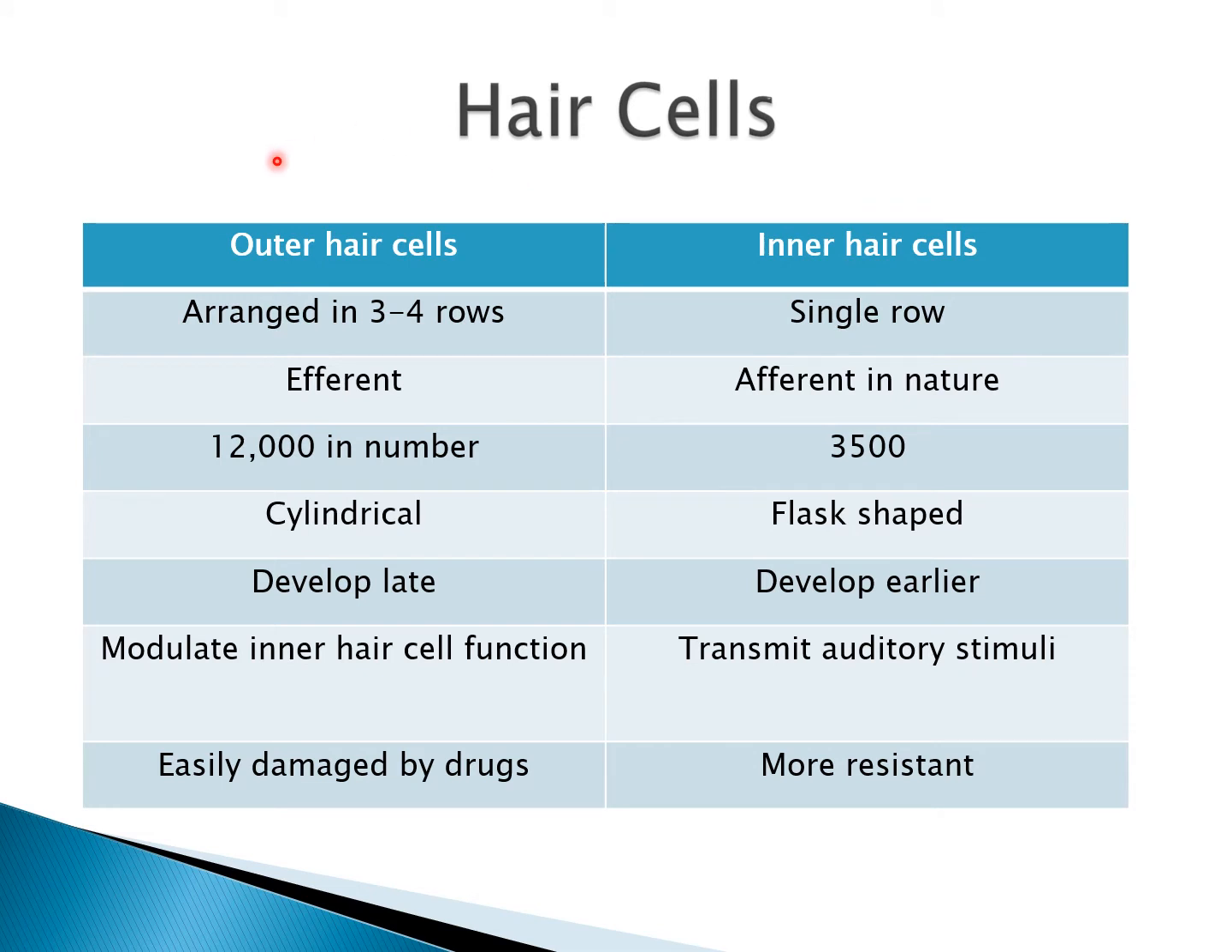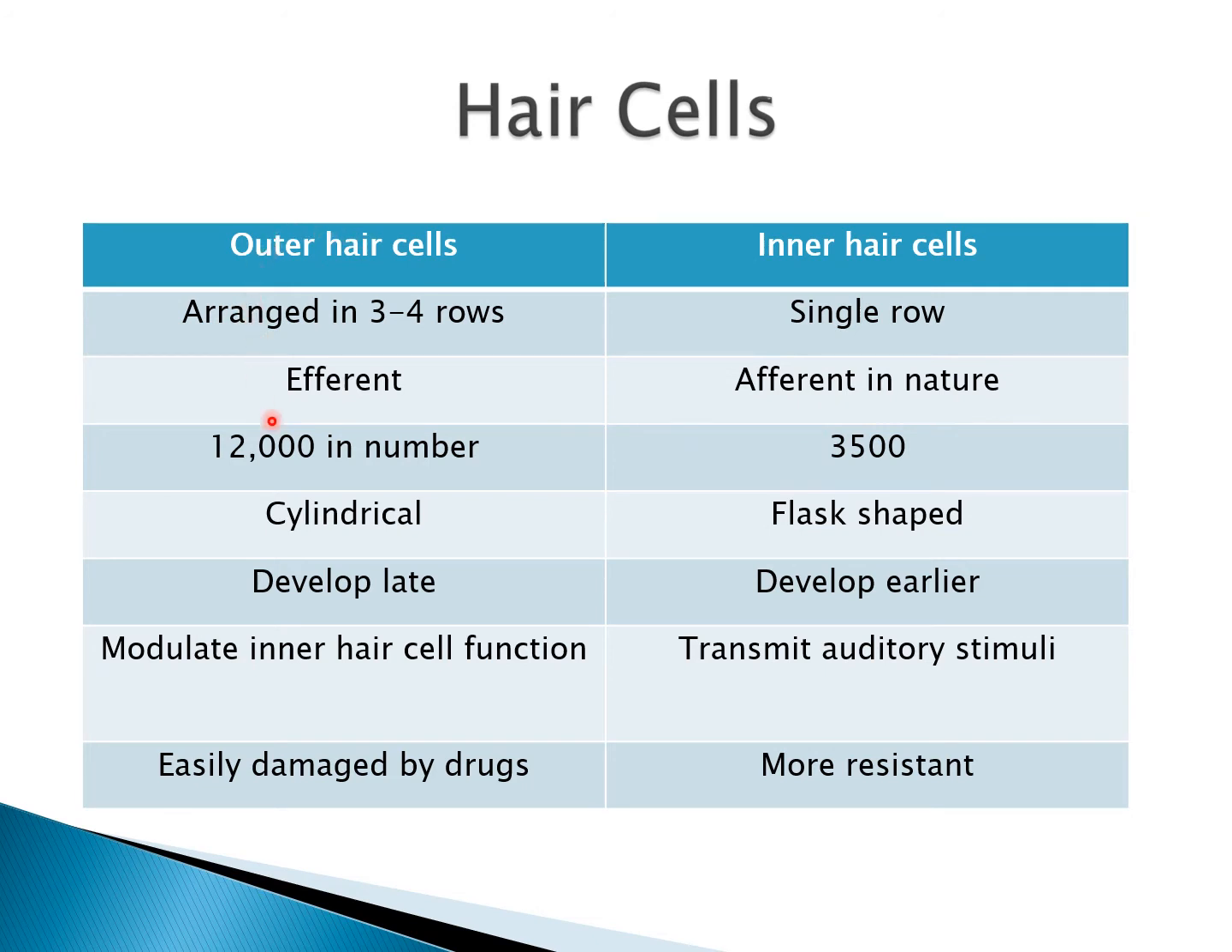We saw two types of hair cells, outer hair cells and inner hair cells. There are some differences between the two. Outer hair cells are arranged in 3 to 4 rows, while inner hair cells are arranged only in a single row. Hence, outer hair cells are more in number. So around 12,000 outer hair cells are present, but inner hair cells are only around 3,500.